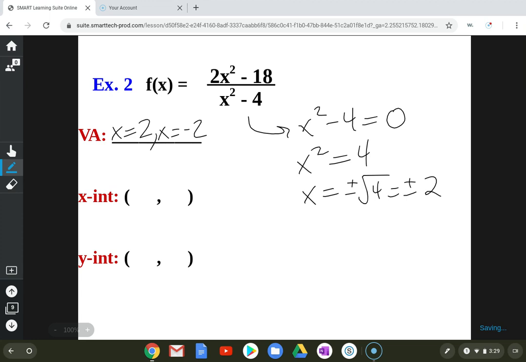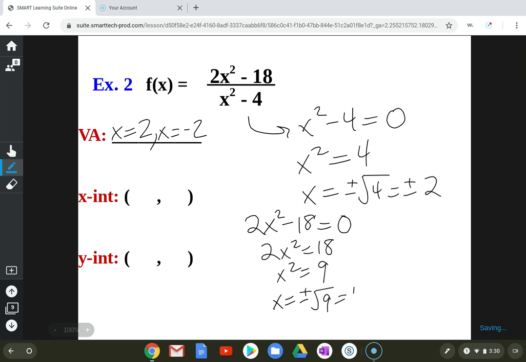Our x-intercepts, remember, you just have to set the top equal to 0 because the bottom will just get multiplied by 0 and it won't do anything. So you get 2x squared equals 18, x squared equals 9, x equals plus or minus root 9, which is plus or minus 3. So x-intercepts, remember, that's where y equals 0. So we have (3, 0) and (negative 3, 0).